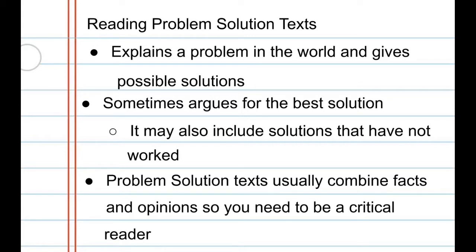The last thing to think about is a problem solution text usually combines facts and opinions, so you need to be a critical reader. You have to sort out what's the truth and what is something that the author believes could be important that isn't based on fact or something that can be observed. Now we're going to take a look at a short film and then talk about the problems and the solutions that our characters come up with.